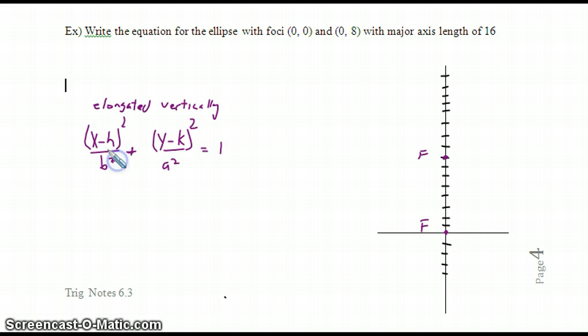So with that being said, the things that I need to know are my h, k, my a value, and my b value to be able to graph this. Right now, the only thing that I can figure out is my center, based upon my foci. The center has to be the halfway point between the foci. So if I've gone up to 8, the halfway point would be 0, 4. So that has to be the h, k. So h, k is 0, 4.